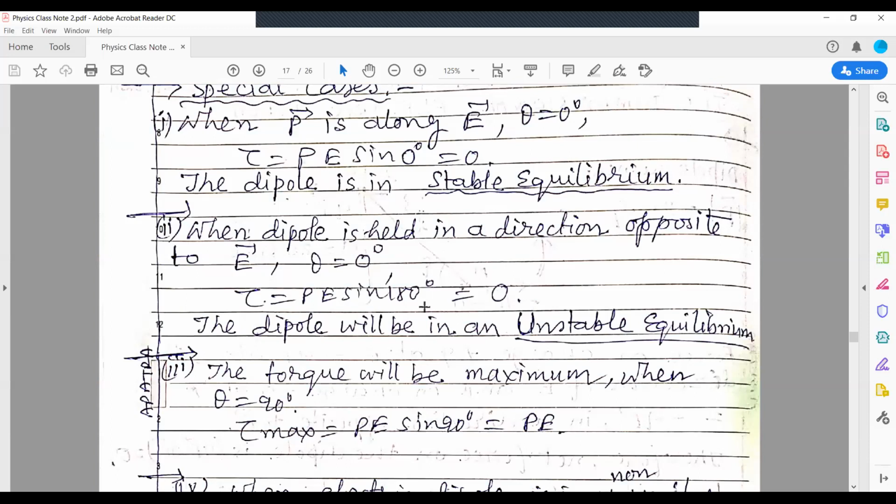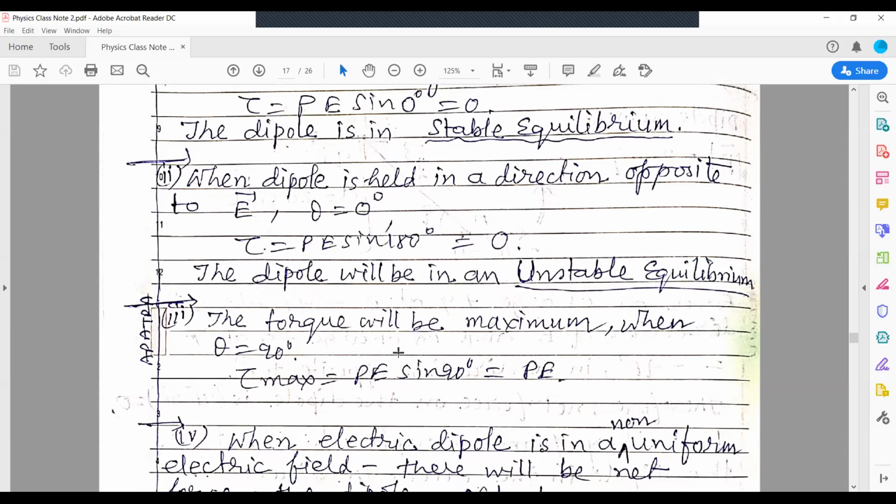So tau is equal to P E sine of 180 degree, that is 0. The dipole will be in unstable equilibrium. At that time it is also in equilibrium because net torque is 0 and net force is 0, but it is unstable equilibrium. Why is it unstable? If we disturb the equilibrium position, then it will rotate and align itself parallel to the electric field. But in the stable case, if you disturb the dipole, it will regain its original position, that is parallel to the electric field.